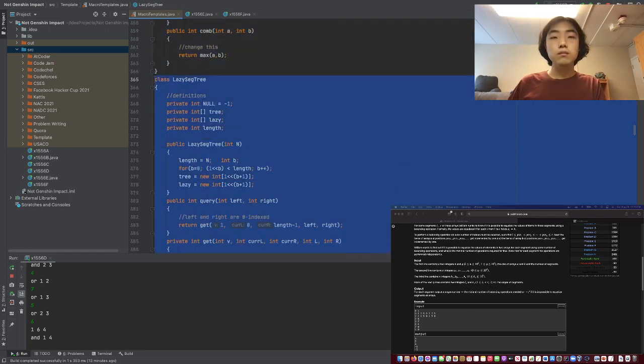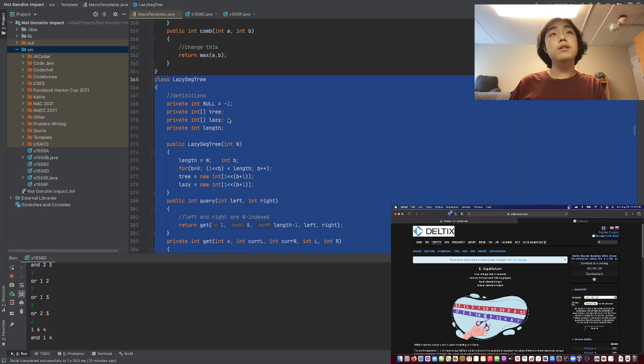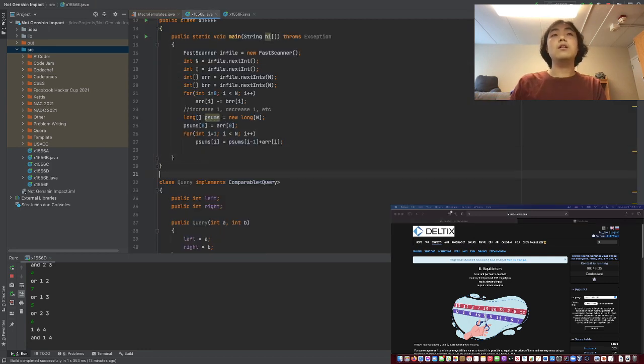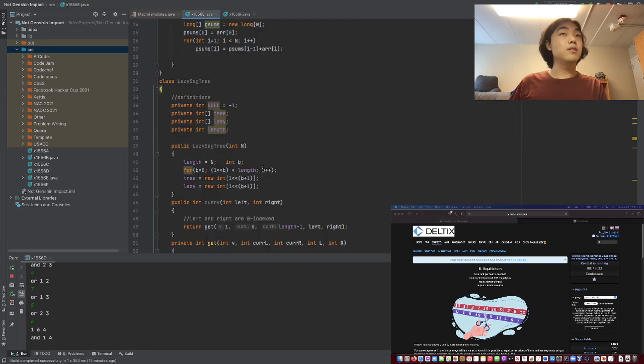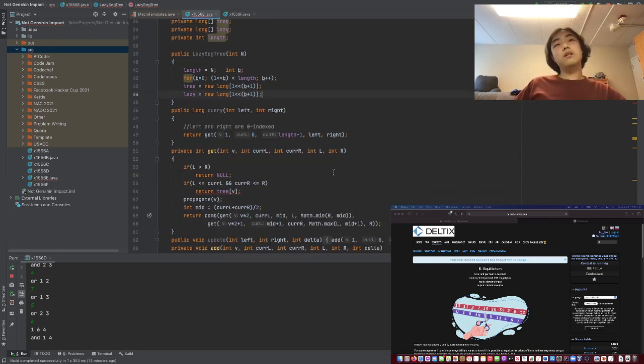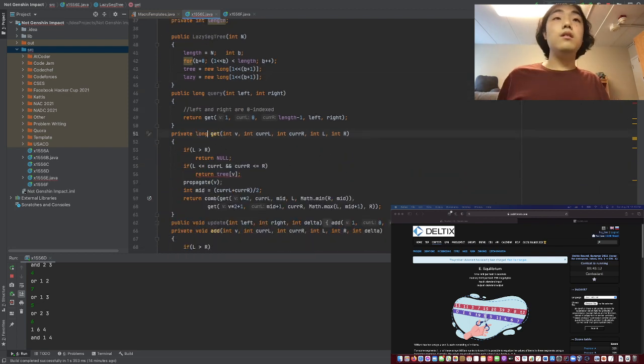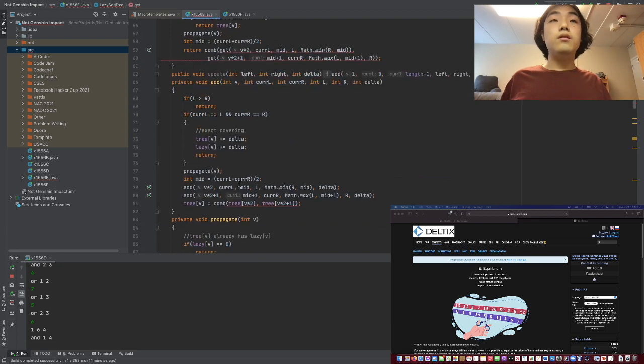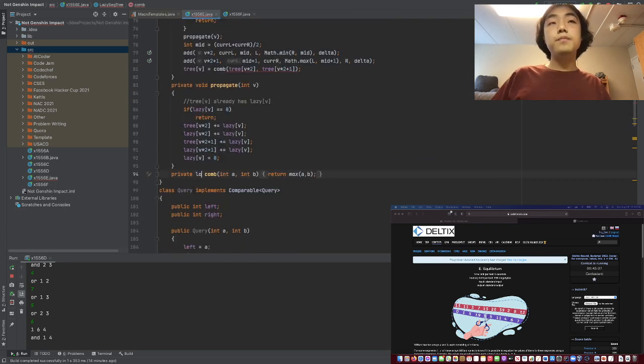So how much memory do we have? I mean, it's probably fine, right? If it's not fine, then that's just sad, but wait, let me think. Long. Yeah, these have to be longs. Private long. Return combine. Combine is long.